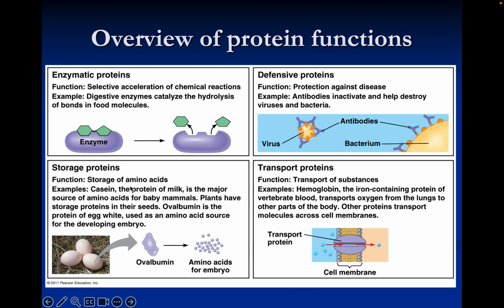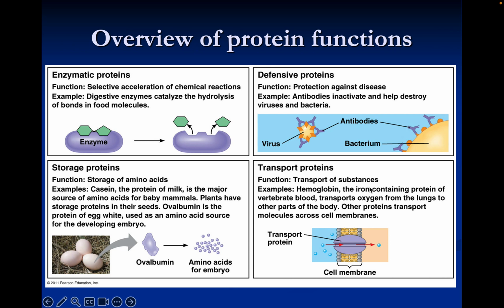Storage proteins are used for storing amino acids. For example, casein, the protein in milk, is the major source of amino acids for baby animals. Plants have storage proteins in their seeds. Ovalbumin is the protein of an egg white that's used as the amino acid source for a developing embryo.